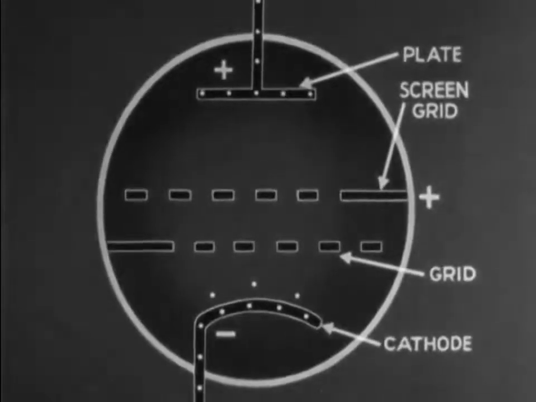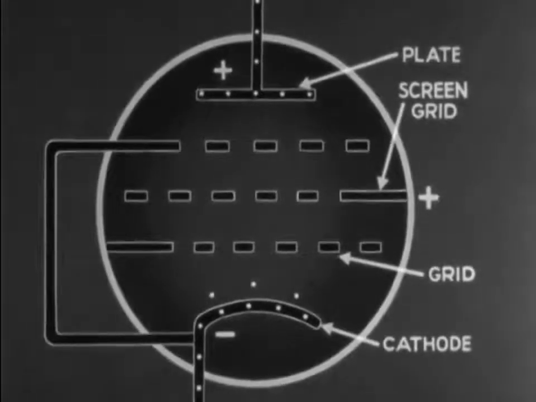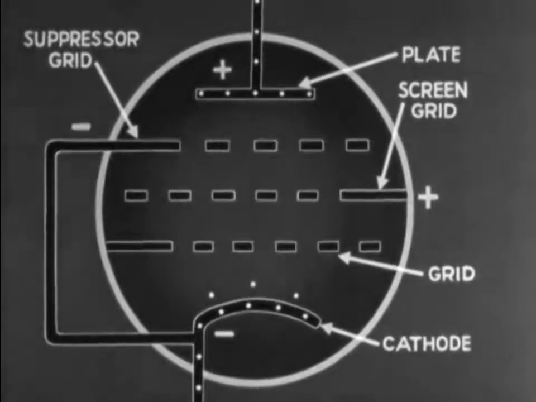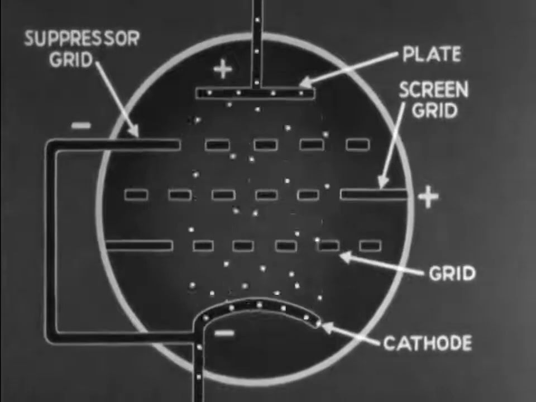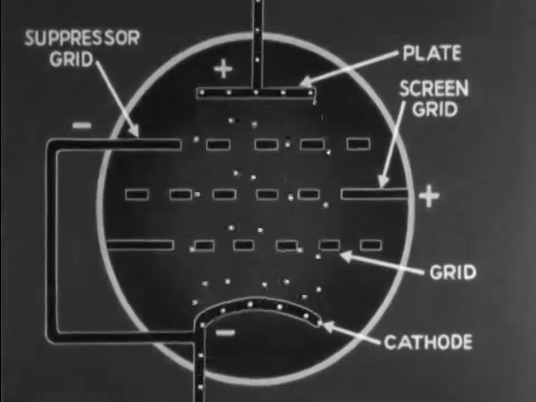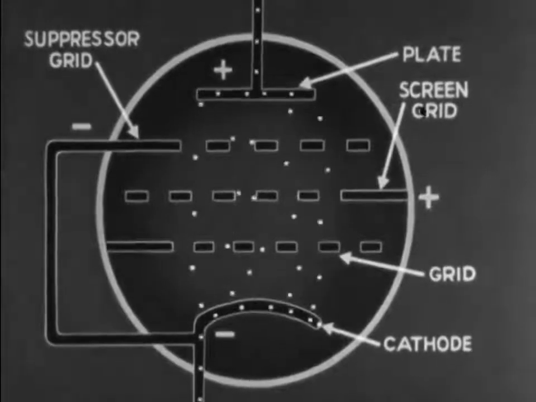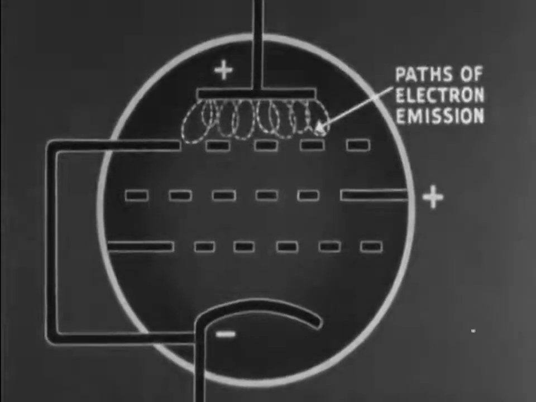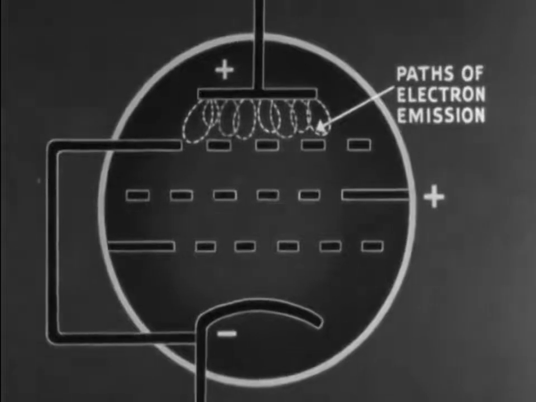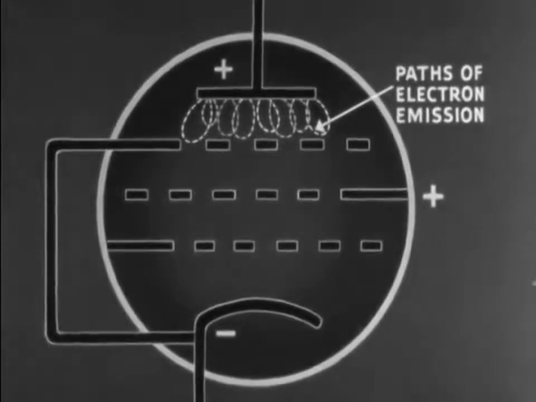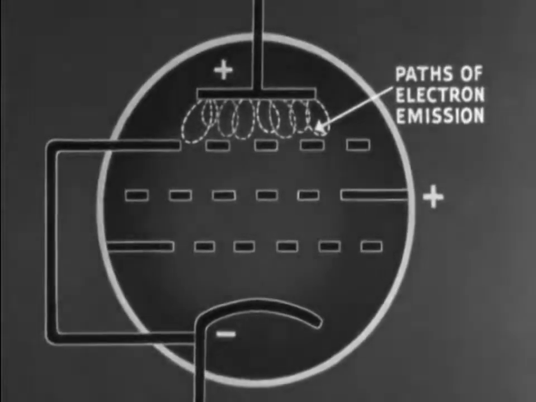A third grid may be placed between plate and screen grid. This grid is known as the suppressor grid. Electrons flow freely through all 3 grids, but the paths of secondary emission are shortened by the negative suppressor grid. As a result, the emitted electrons due to electronic bombardment do not extend as far as the screen grid.